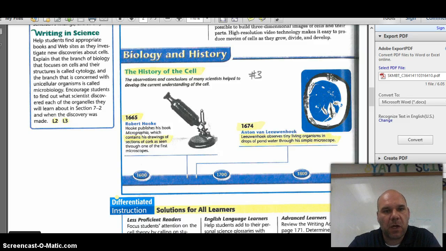So the first one we're talking about is 1665. Robert Hooke identifies sections of a cork that are empty. He calls those cells.